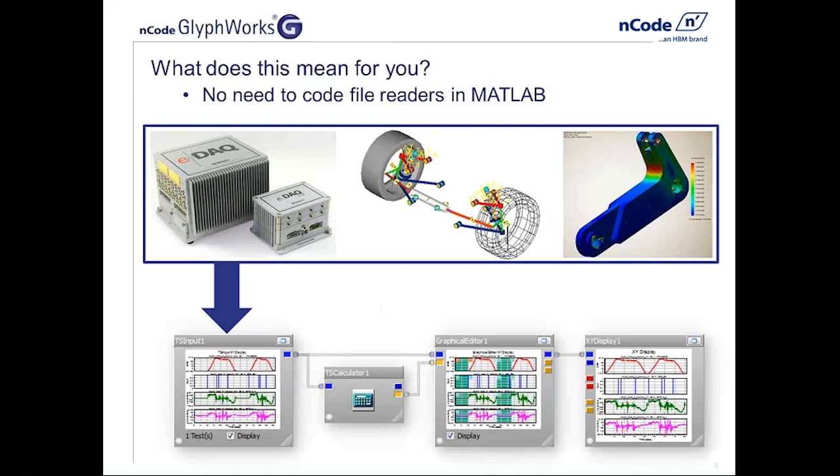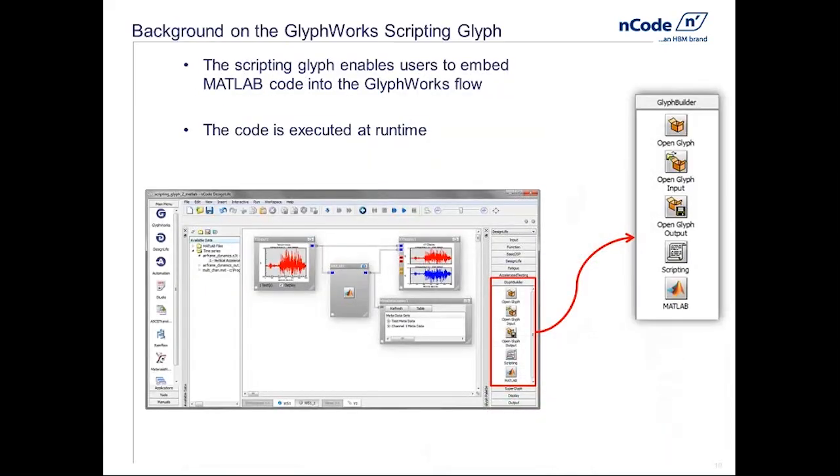Okay, so now we know that we don't have to spend engineering resources coding file readers. We can instead spend our engineering resources doing actual data analysis. I've explained already that GlyphWorks has a vast amount of built-in engineering functions, but for now I'm going to focus on how we can specifically build MATLAB functionality into our GlyphWorks process. We accomplish this with a tool called the GlyphWorks scripting glyph. As you can see in the red highlighted box, the GlyphWorks scripting glyph exists as a function in what we call the glyph palette.